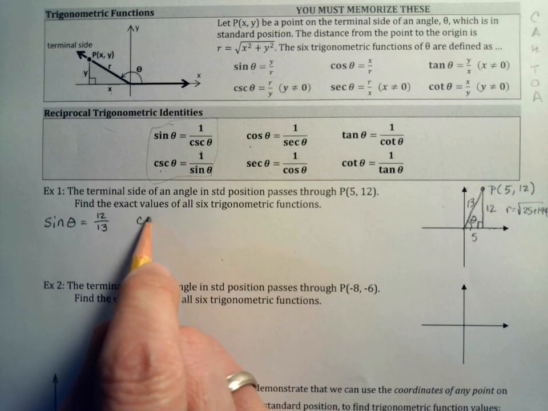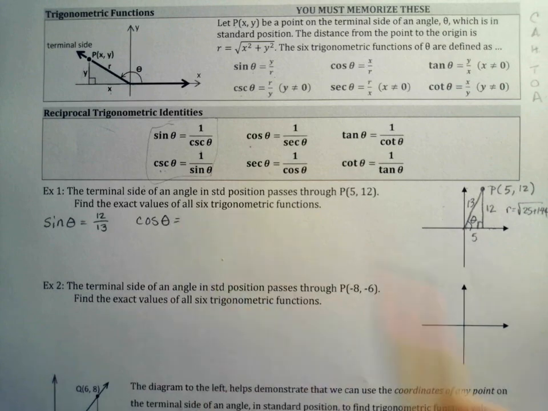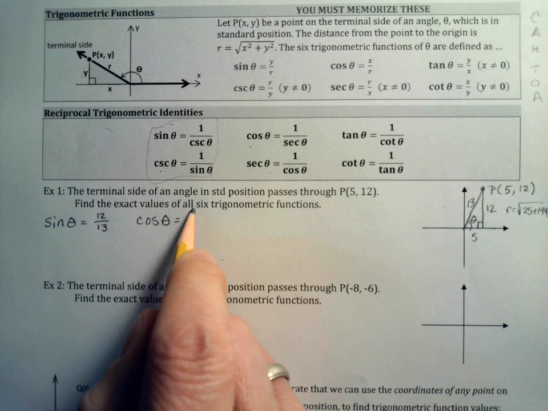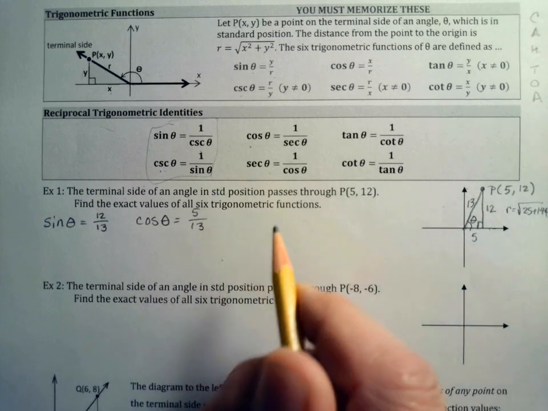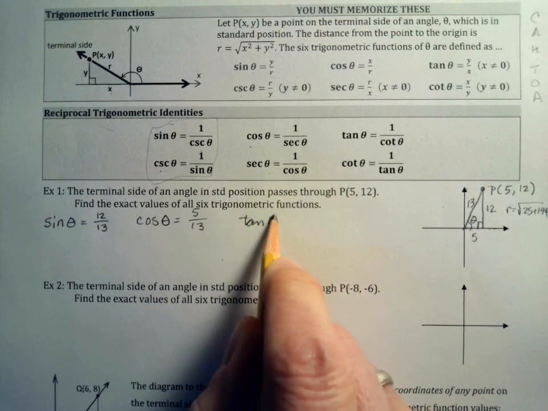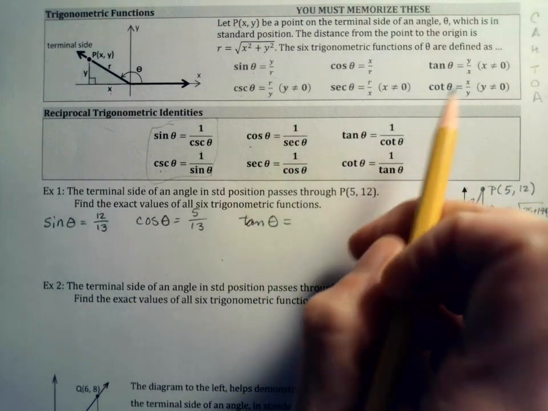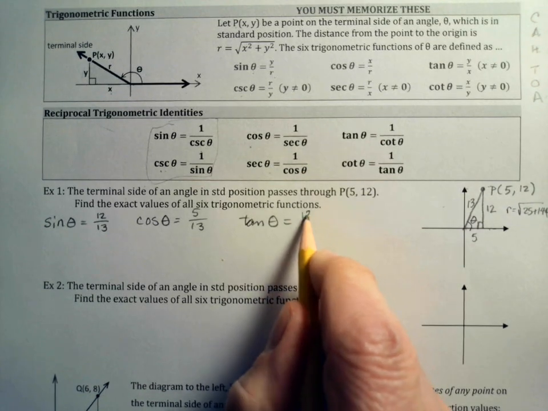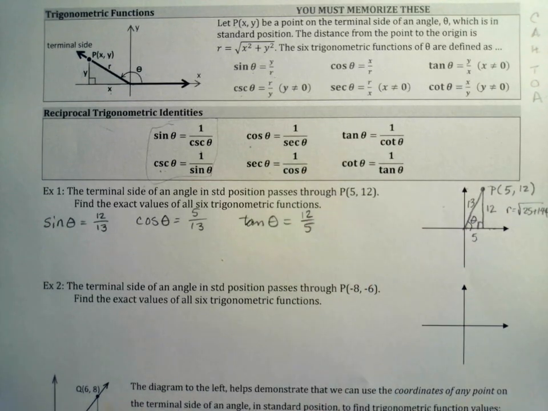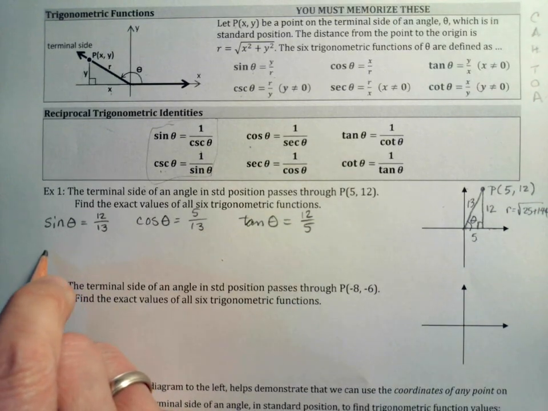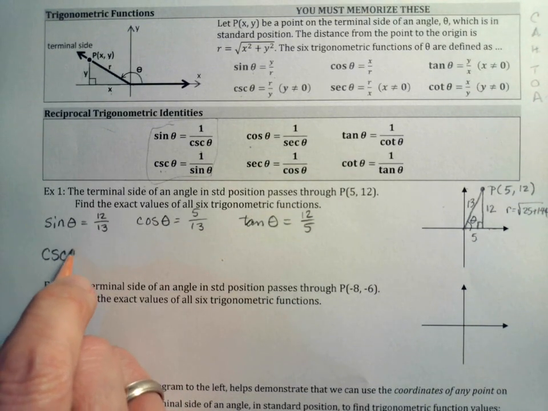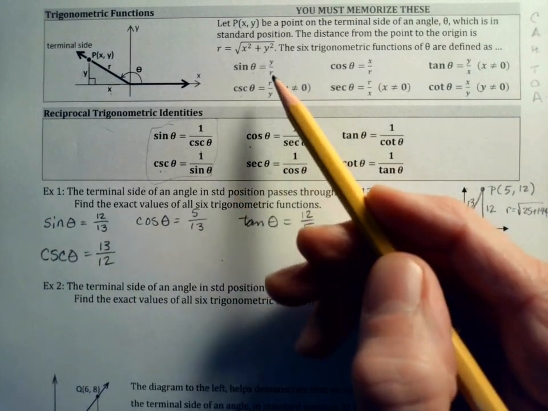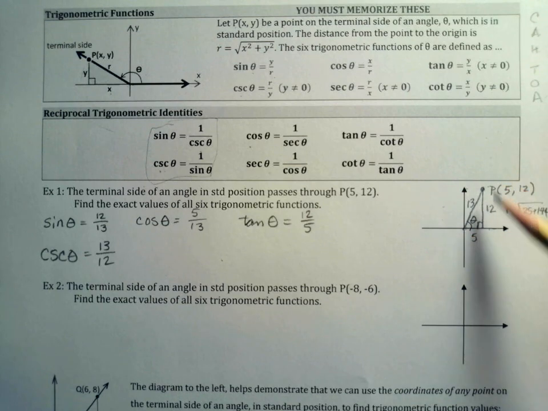Let's go across. Cosine of theta. Cosine of theta is x over r, so that's 5 over 13. Tangent of theta, that is y over x, so that is 12 over 5. And then now simply the reciprocals. So we want to do cosecant theta, and that's 13 over 12. It's r over y, so 13 over 12.